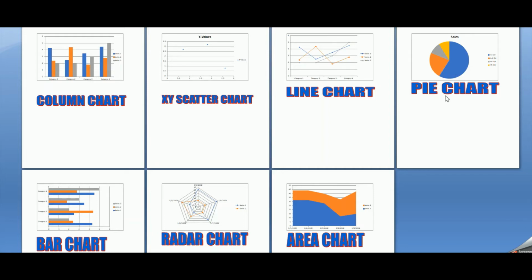Next is the pie chart. Pie chart is basically used when we need to plot the data for a single data series. Only a single data series we are going to take, and then we are going to plot this. Moreover, in this pie chart, you can see each data point is represented by one slice, as you can see, blue color, yellow color, gray, and so on. So here each slice is representing a data point.